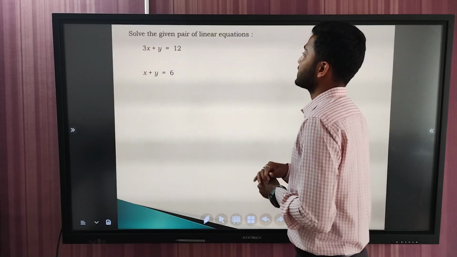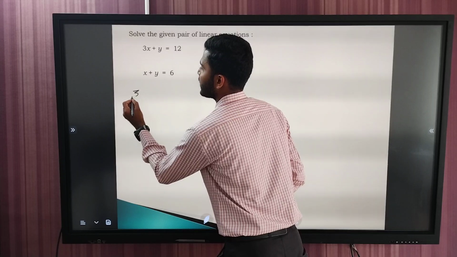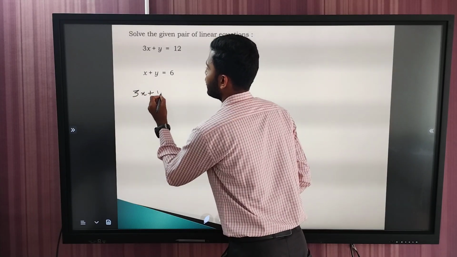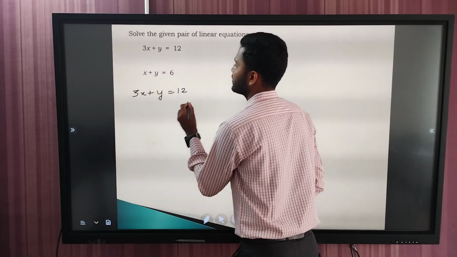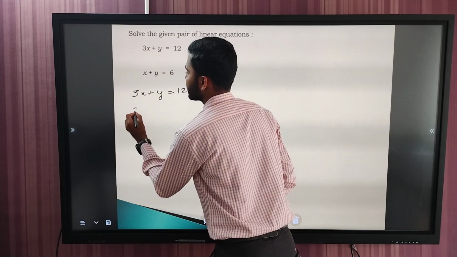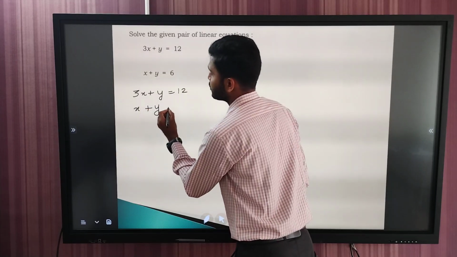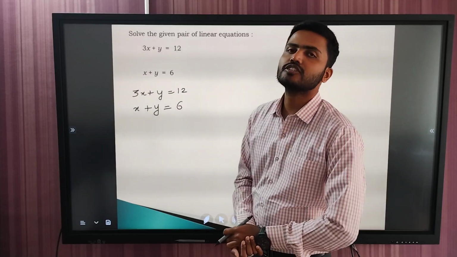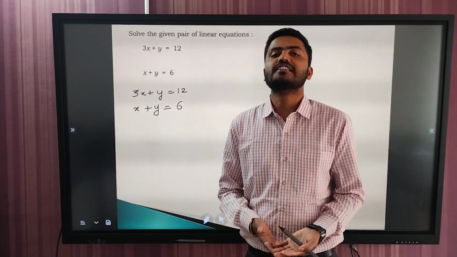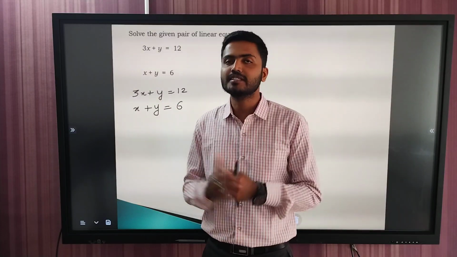Now let us write down the equations once again. 3x plus y is equal to 12. Let us consider this our first equation, and the second equation, x plus y is equal to 6. Very good. Now that we have written these two equations, let us use our substitution method to solve this question.